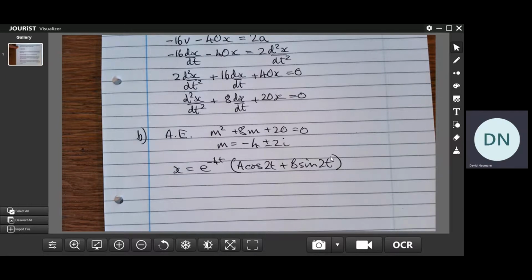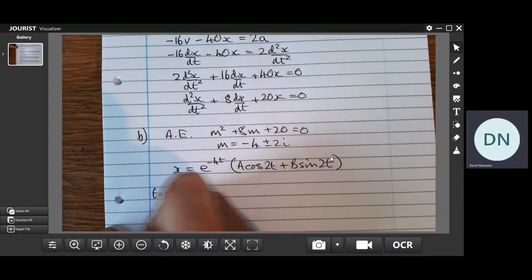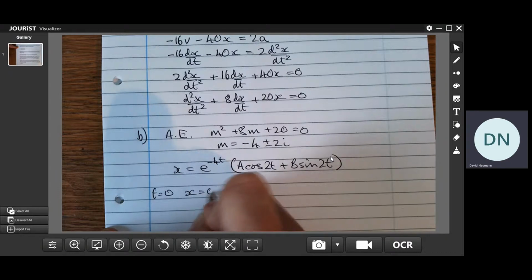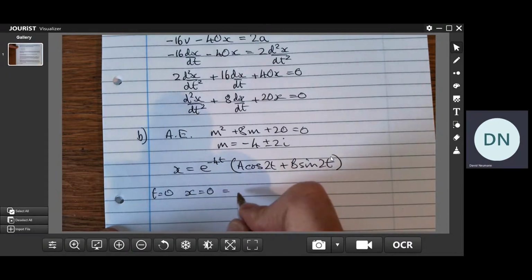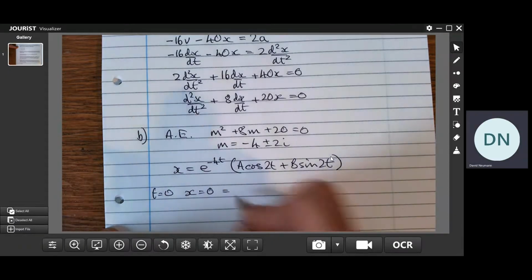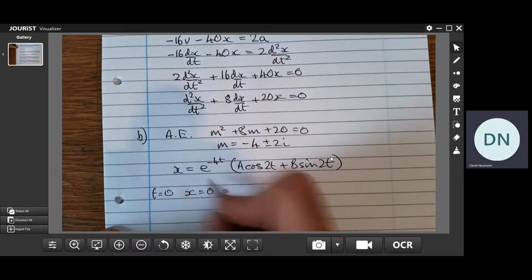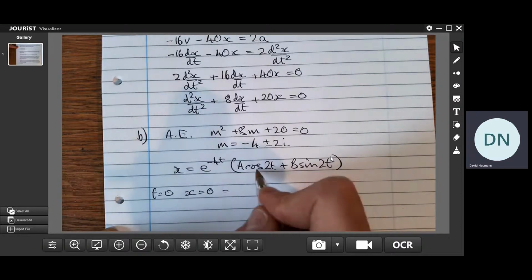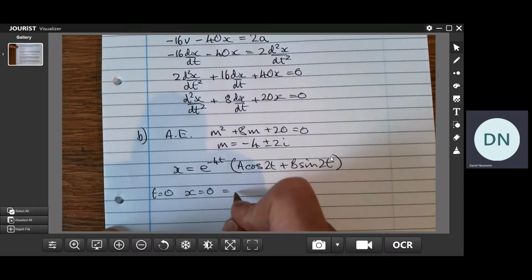We've got some initial values. t is equal to 0, x is equal to 0, and t is equal to pi over 4, x is equal to 3e to the minus pi. So t equals 0, x equals 0. e to 0 is 1, and cos of 0 is 1, so we've got a equals 0.